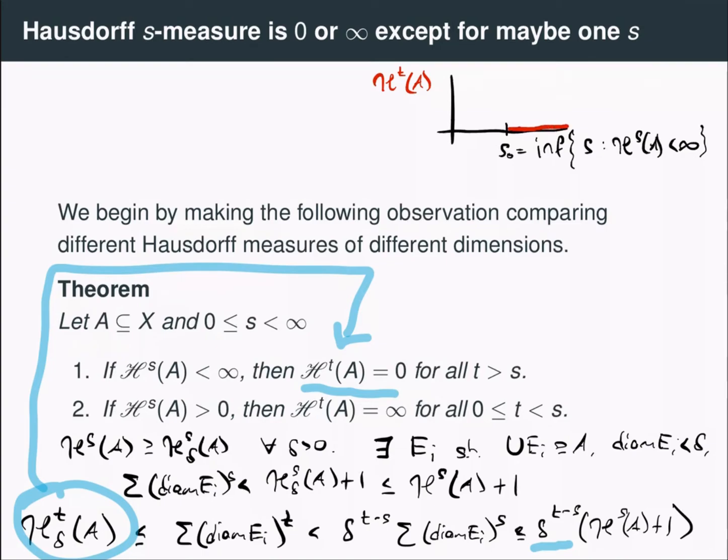And also by virtue of this being the infimum of S where the S measure of A is finite, that means that for all S less than S naught, the measure is infinite. So that means that for every set, the graph of Hausdorff measure looks something like this. There is a unique cutoff point below which the Hausdorff measure is infinite and above which the Hausdorff measure is 0. And it's this cutoff point that we define to be the Hausdorff dimension of the set.